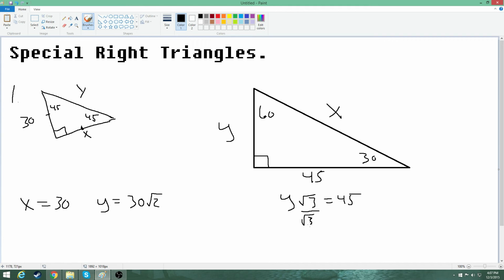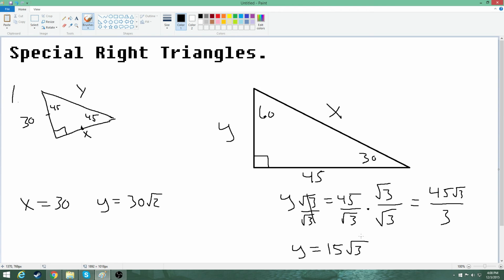So we have to divide both sides by the square root of 3. And remember, we can't leave a radical on the bottom, so we have to rationalize it. So we multiply top and bottom by square root of 3. 45 times root 3 is 45 root 3. And root 3 times root 3 just leaves us with 3. And we can simplify it a little bit further. 45 divided by 3, that's going to leave us with y equals 15 times the square root of 3. That's our y value.